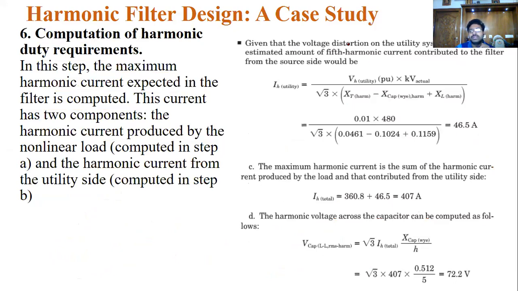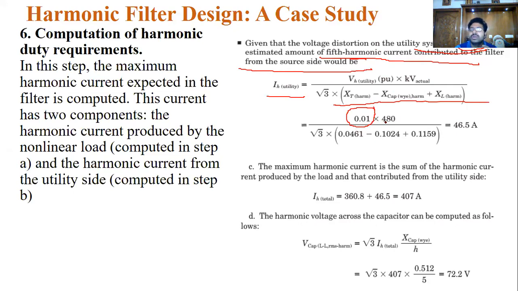Now see this again, another point. Given that the voltage distortion on the utility is 0.01%, you can assume that is a 0.1% distortion. So the estimated amount of fifth order harmonic current contributed to the filter from the source side: now see this formula, VH utility divided by √3 times the impedance. You can assume the fifth order harmonic as 0.01 per unit value times the deviation, 0.01 times 480, divided by √3 times XT plus X cap.